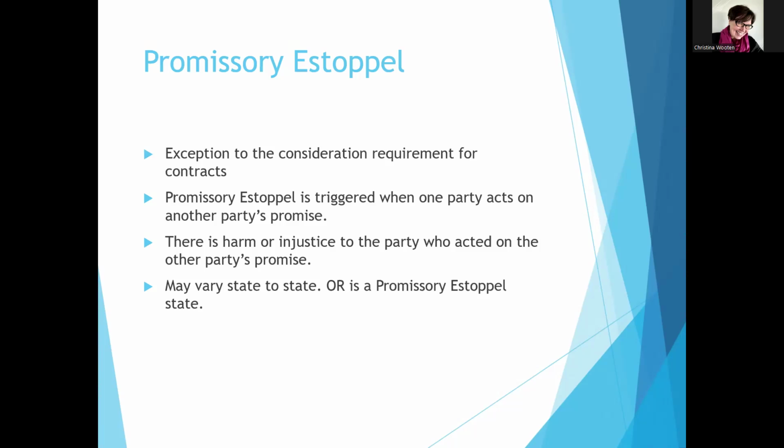There's harm or injustice to the party who acted on the other party's promise. It may vary state to state, and Oregon is a promissory estoppel state.